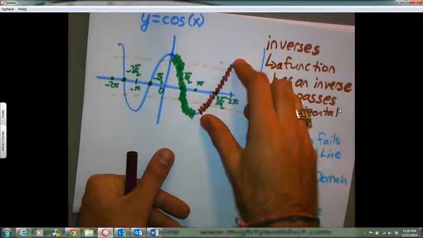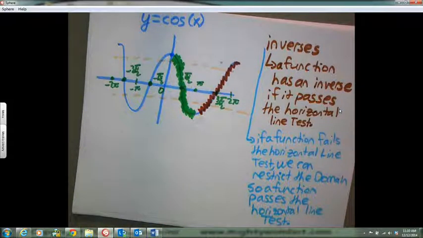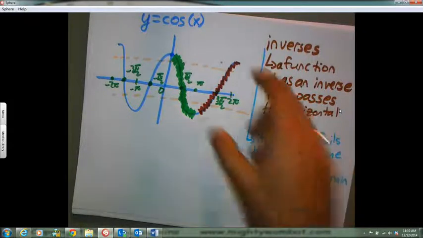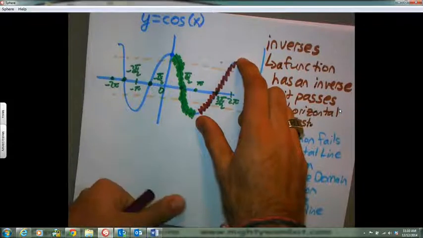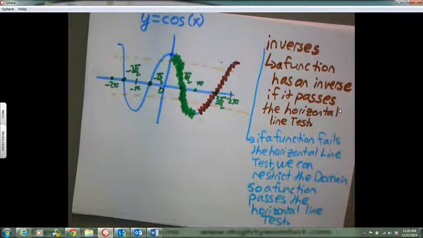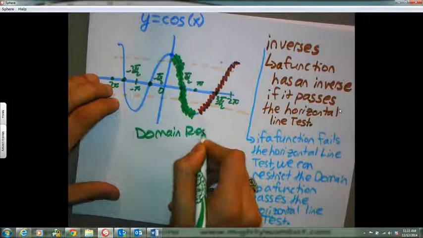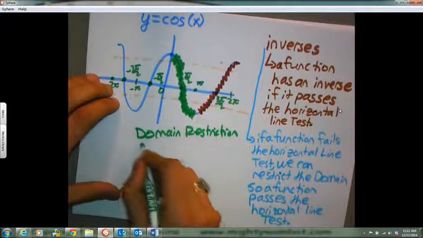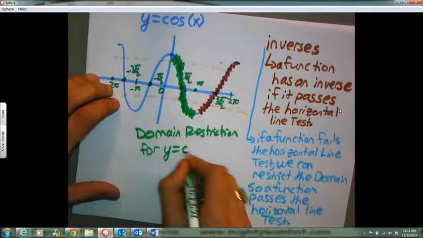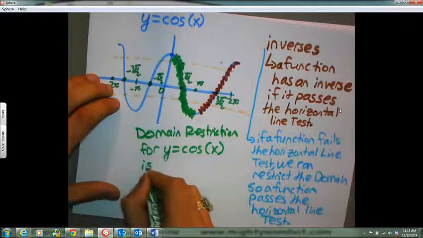The convention is we drive on the right side of the road. Driving on the left is not inherently wrong. It is just if you did that, you would likely have an accident. Using another domain restriction is not inherently wrong, but if you do, you will have an accident, i.e. miss the question. So, the point of this monologue is the following. The domain restriction for y equals cosine of x is from 0 to pi.